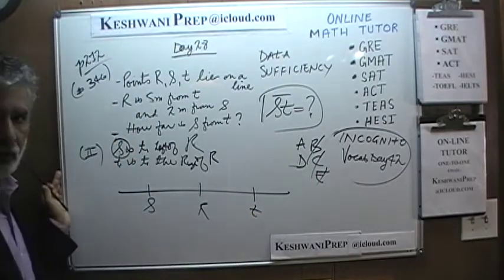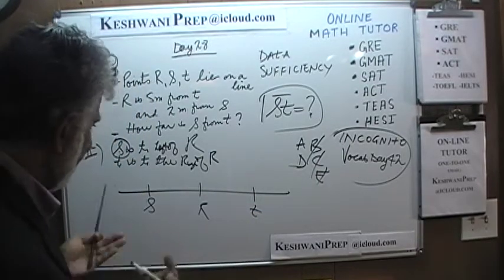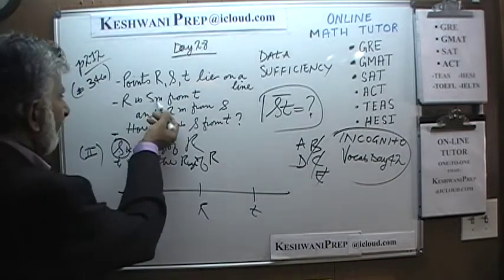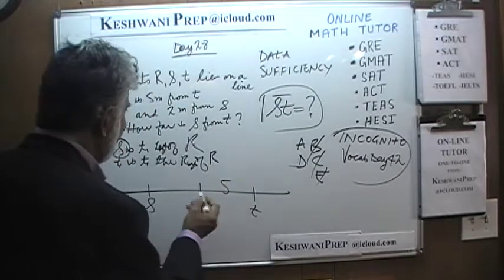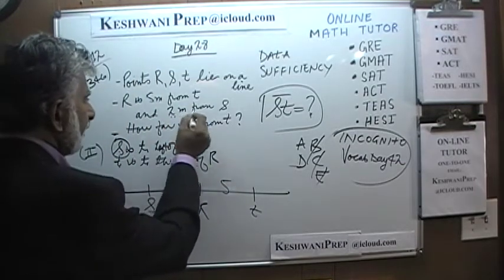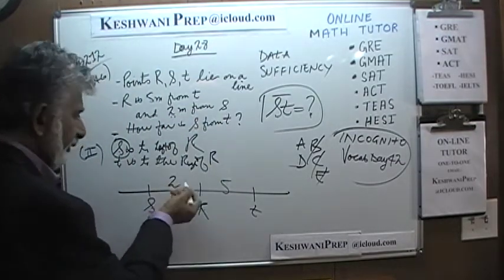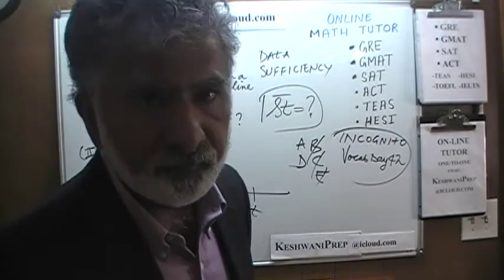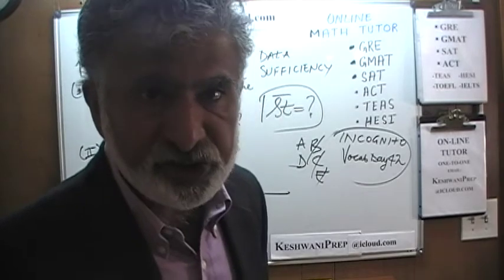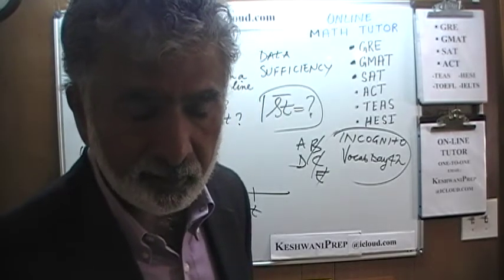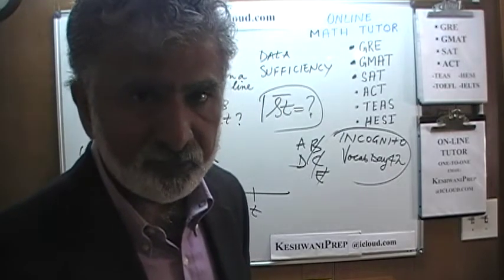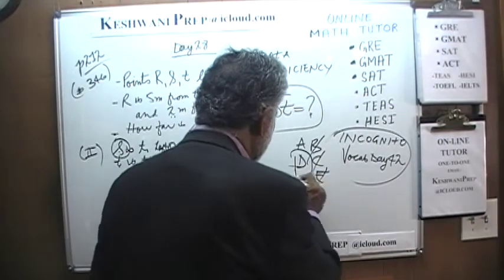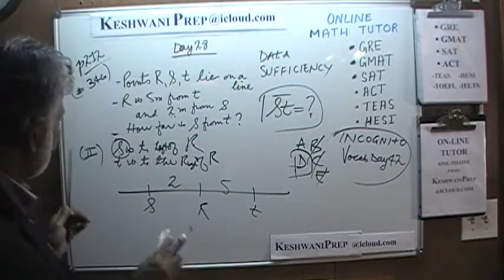There you go. So in the earlier case, we had to look at two scenarios. Here we just have to look at one scenario, to make it even simpler. And we know that R is 5 meters from T, same as before, and R is 2 meters from S, same as before. It's 7. Each statement by itself is sufficient, is enough for us to be able to answer the question. The answer is D.